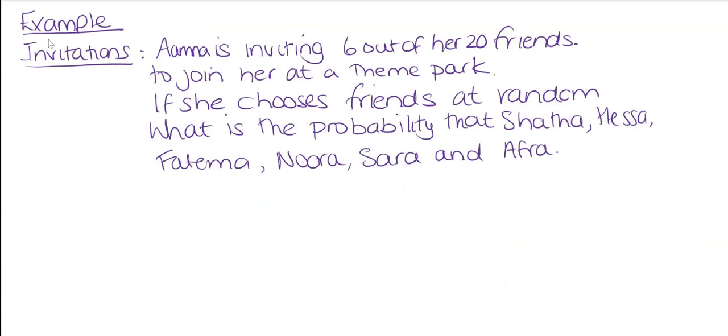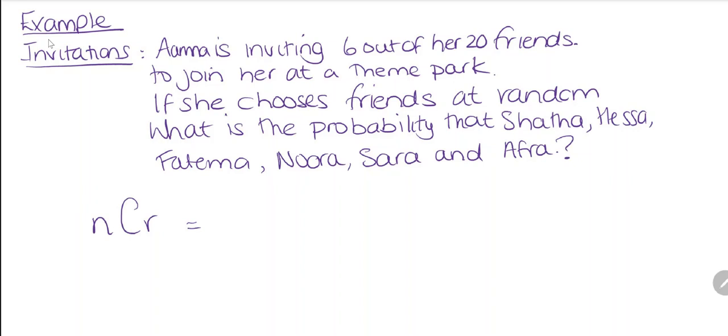Okay, so an example, invitations. Amna is inviting 6 of her 20 friends to join her at a theme park. If she chooses friends at random, what is the probability that Shaitha, Hessa, Fatima, Nora, Sarah and Afra will be chosen? So we're going to use nCr. So this is the number of combinations at a time.